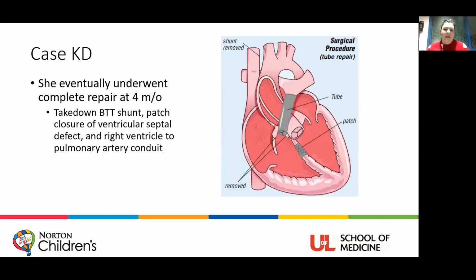At 4 months of age, she eventually underwent complete repair of tetralogy of Fallot. At that point, they took down her shunt, closed her VSD, and then put in a right ventricle to pulmonary artery conduit, as you can see over here in the picture.